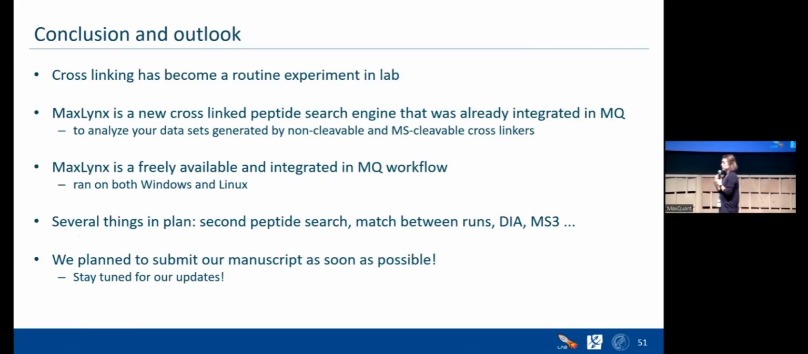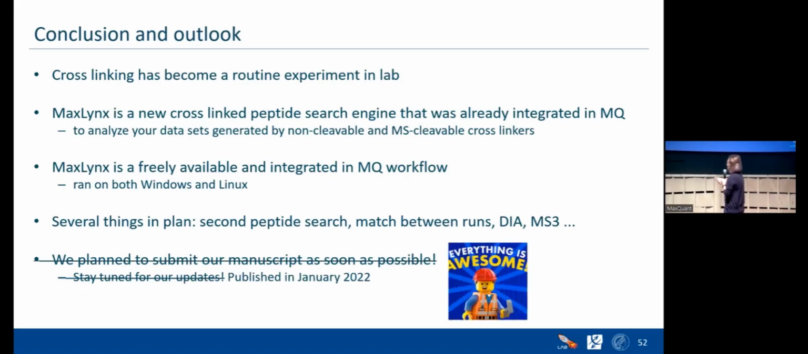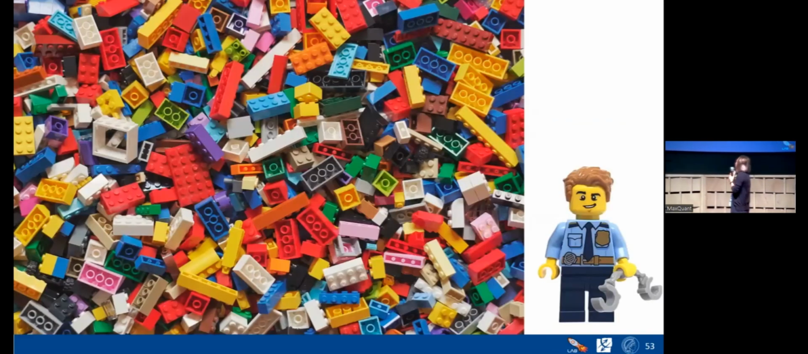We want to do more things on MaxLynx to extend our portfolio, like doing the second peptide search and DIA, also doing MS3 crosslinks. And I said here that I plan to submit the manuscript. This was last year, but everything is awesome, so we published it. I am happy to say that this guy, the crosslinker, I'm hoping that he will make sure the structure on this will be together.